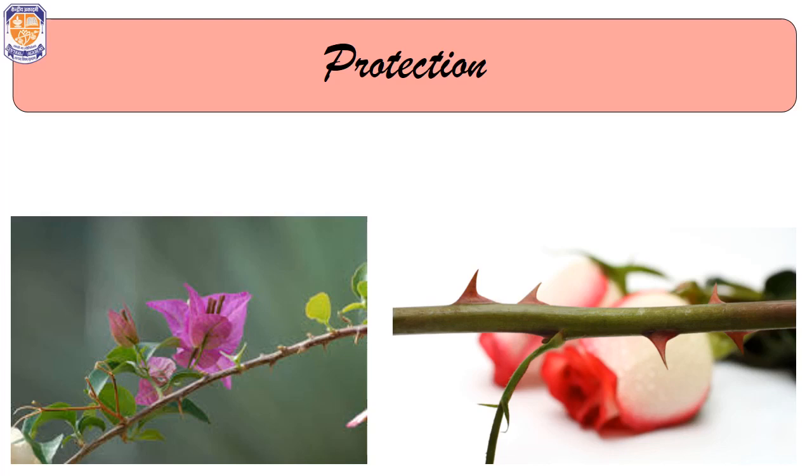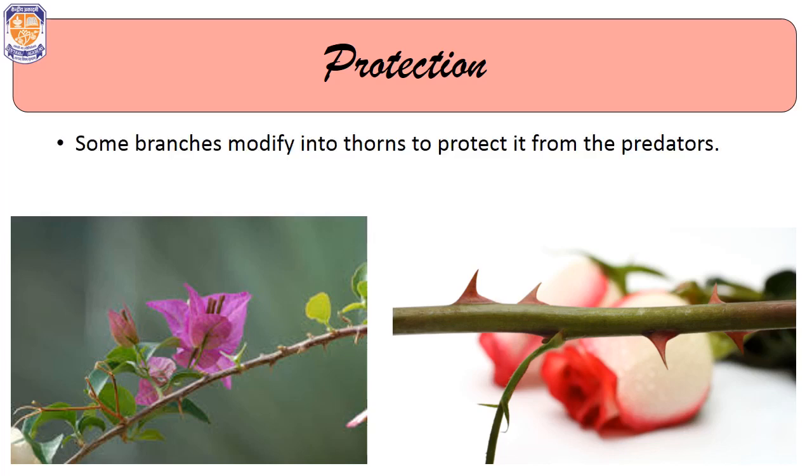The third type of stem modification is protection. For the purpose of protection, some branches convert into thorns, and these thorns protect the plant from predators. The predators here can be the herbivore animals which feed on the plants and grasses. So to protect from those predators, the branches change themselves into thorns. The examples can be rose and bougainvillea, which have modified stems as thorns.